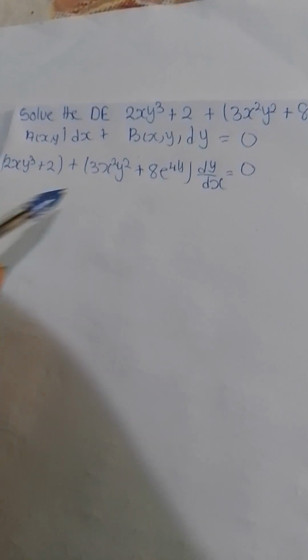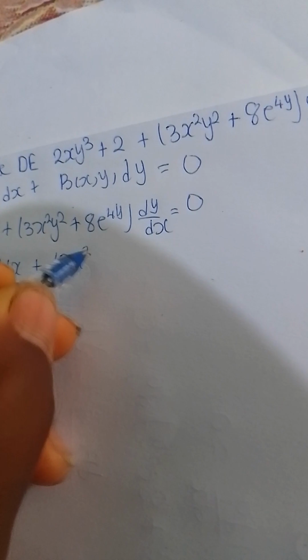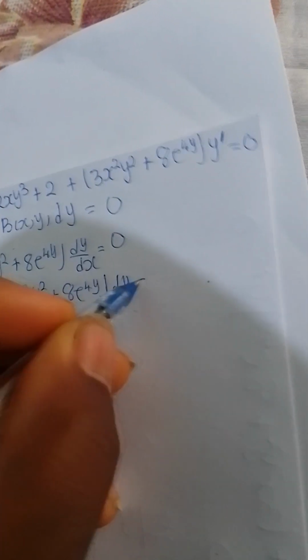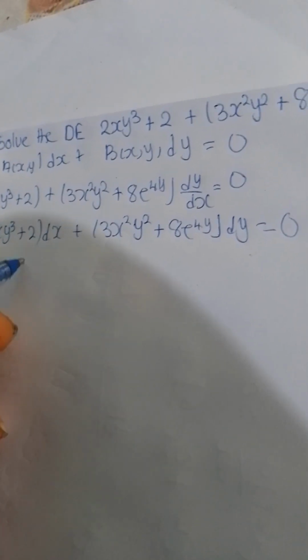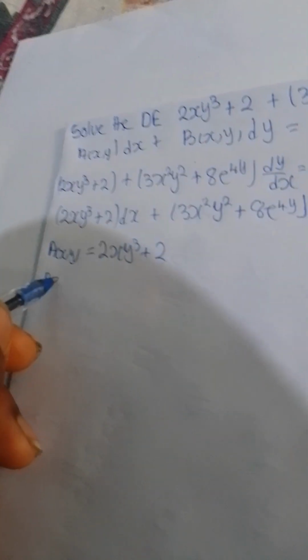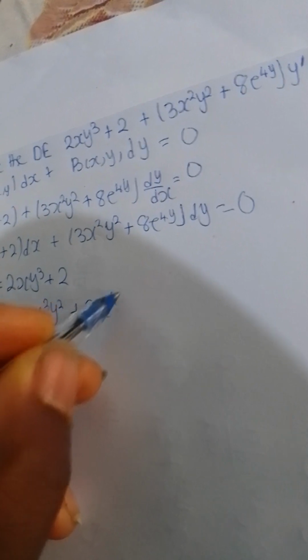Now that we have expressed our equation in that form, we need to multiply all through by dx. So we obtain (2xy^3 + 2) dx plus (3x^2y^2 + 8e^(4y)) dy equals 0. Now that we have expressed our differential equation in this form, we can see that a of x,y is equal to 2xy^3 + 2, and our b of x,y is equal to 3x^2y^2 + 8e^(4y).